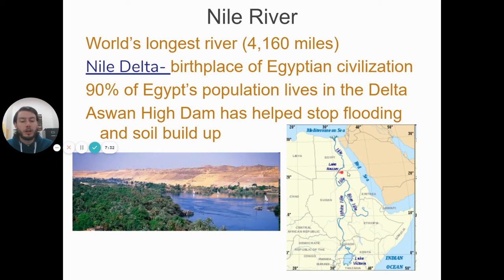This is all Egypt right here. But 90% of their population lives right here. So it's pretty interesting. They built the Aswan Dam, and this was a dam that was built to stop the flooding and the soil buildup. In ancient times, the Nile would flood twice a year. In modern times, they don't want the river to flood twice a year because they built cities and towns and roads and streets and all that along the river and by the river. And so they don't want that to flood twice a year because that can cause damage. So they built this dam to stop the flooding and the soil buildup.